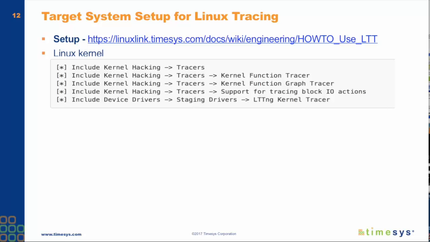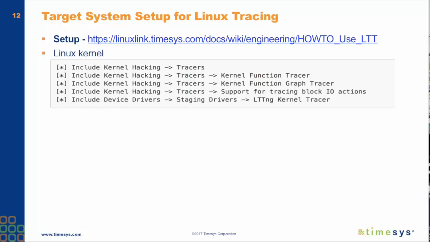As you can see, in a Linux kernel menuconfig or xconfig, we have to select kernel function tracer, kernel function graph tracer, and support for tracing block I/O actions. Older kernels may also have an LTTng kernel tracer option.